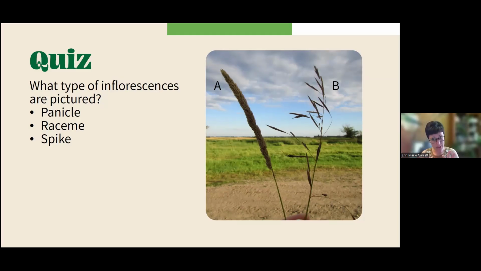Their foliage can look very similar before they are in bloom, but we can see side by side pretty easily that those are at least two different grasses. So A is reed canary grass, B is smooth brome, both non-native depending on where you are, treated as invasive. Smooth brome is kind of on that line, again, depending on where you are.